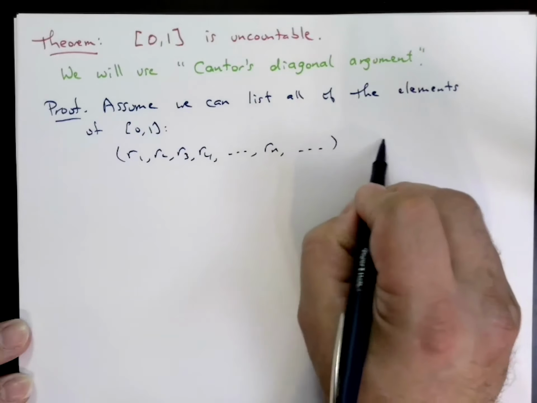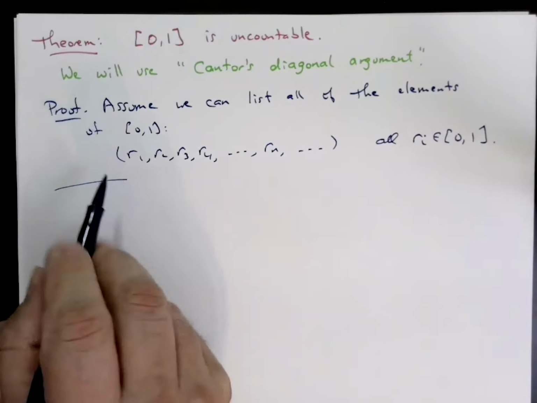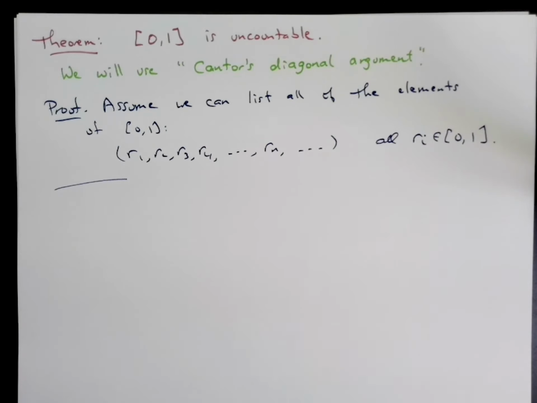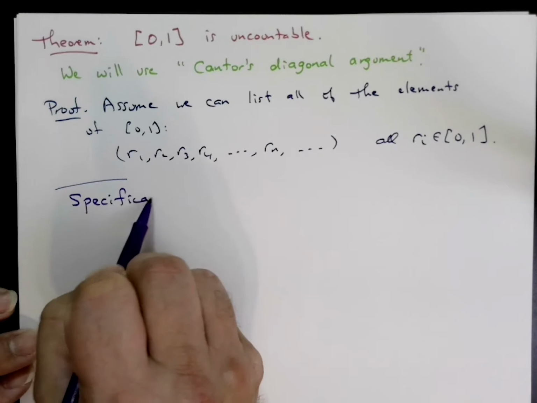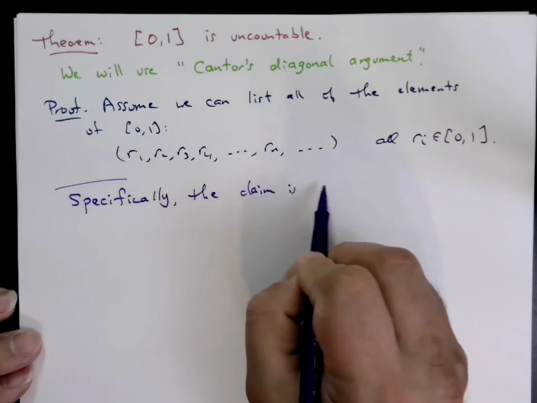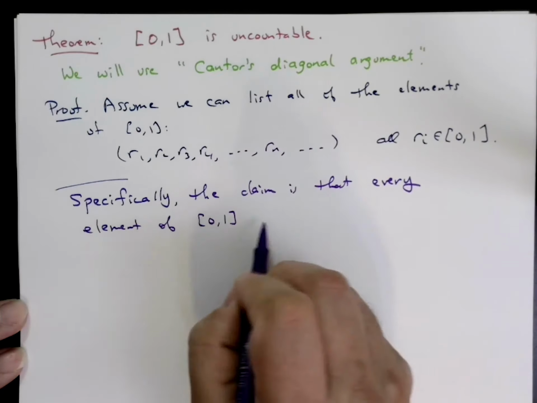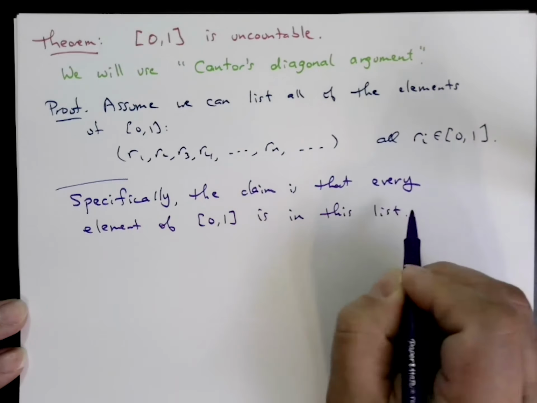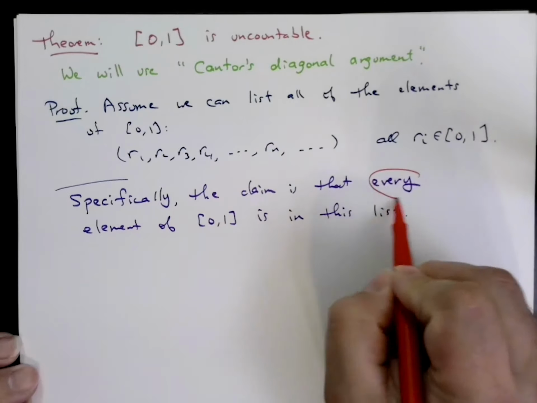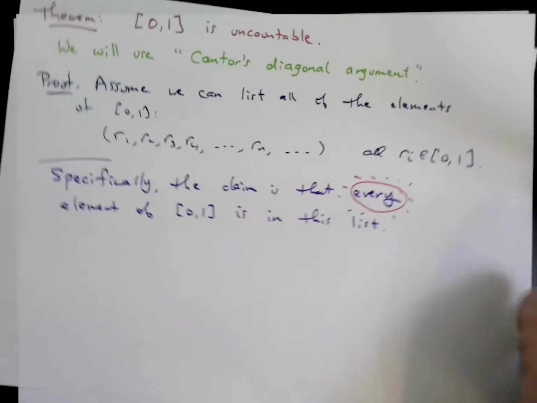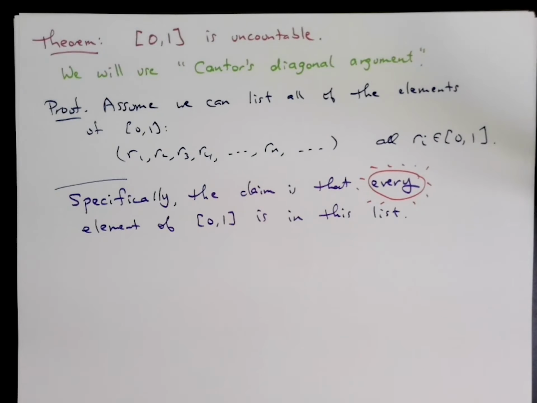Here's how we go with the proof. Let's assume that we can list all of the elements of the closed interval 0 to 1. So specifically, R1, R2, R3, R4, Rn, keep going. It's an infinite list, but we're listing them. And these are all numbers in the closed interval 0 to 1. And specifically, the claim is that every element of that interval is in this list.